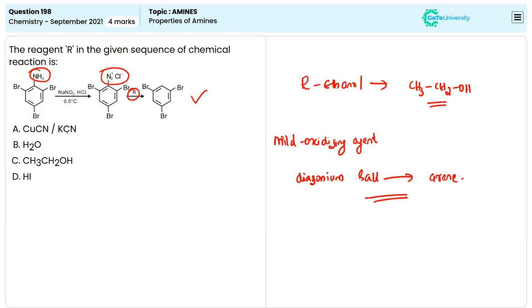So R is not copper cyanide, not water. It is ethanol, option C. And it is not hydrogen iodide as well. So that reaction will not be possible. So option C, ethanol, is the correct answer, which acts as the mild agent in this equation. And when it converts the diazonium salt into arene, this ethanol will itself undergo a change as well, and they will produce ethanal. This is the reaction. Okay. Write down the equation and this reagent as well.